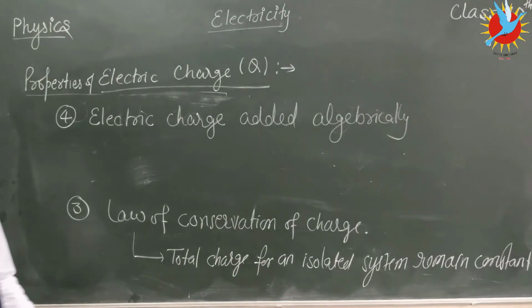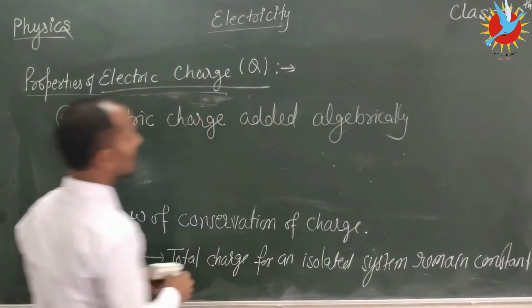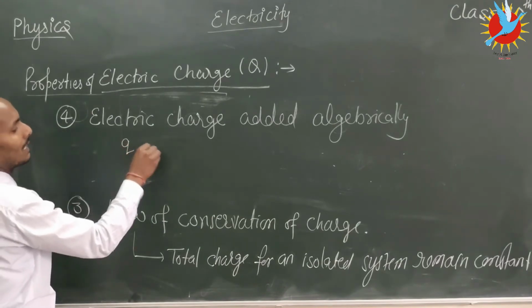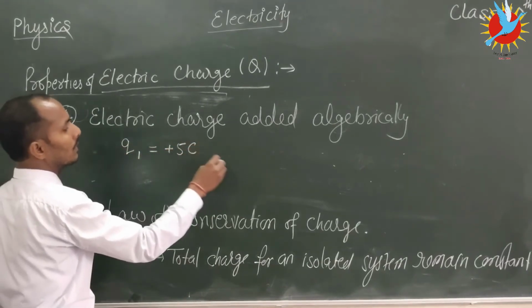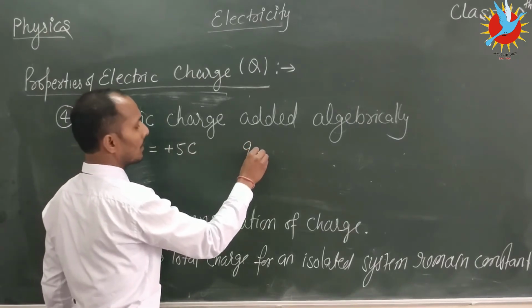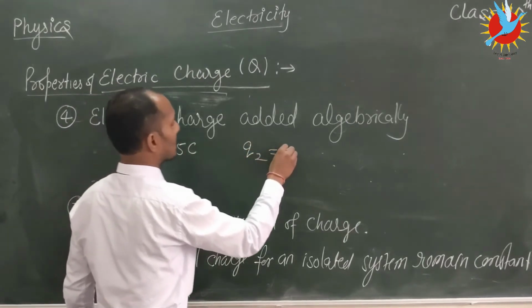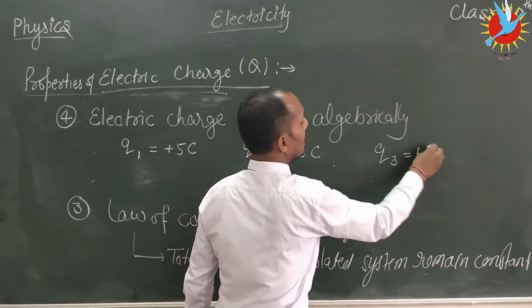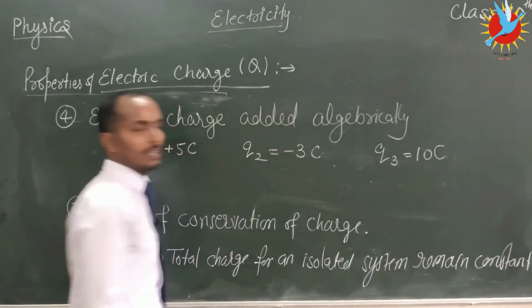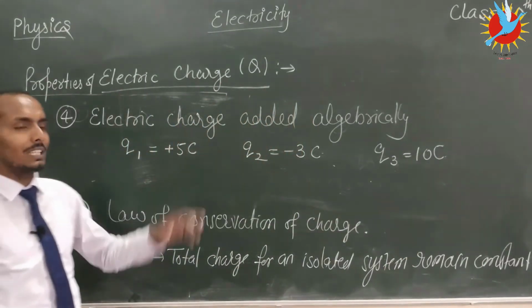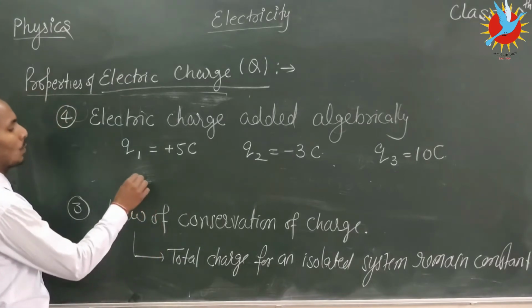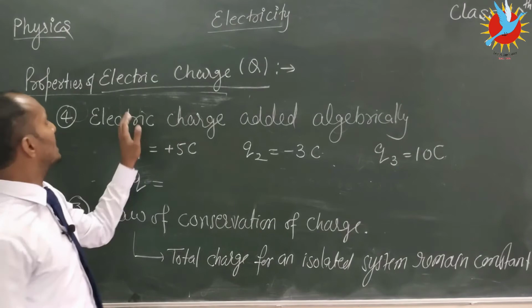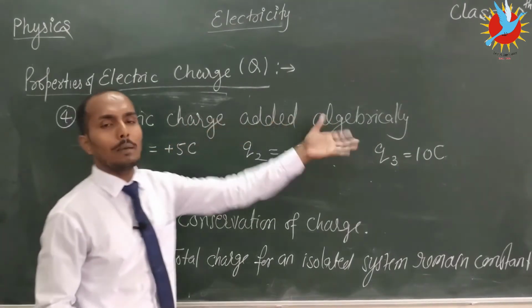Total charge is added algebraically. Suppose a body has a charge Q1 of plus 5 coulomb, another charge Q2 of minus 3 coulomb, and a charge Q3 which is 10 coulomb. Suppose there are 3 charges in a system, then calculate the total charge. This property states that electric charge is added algebraically.